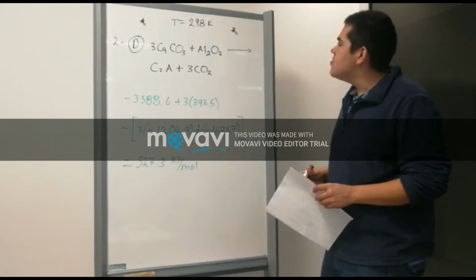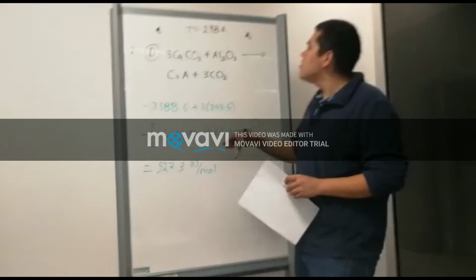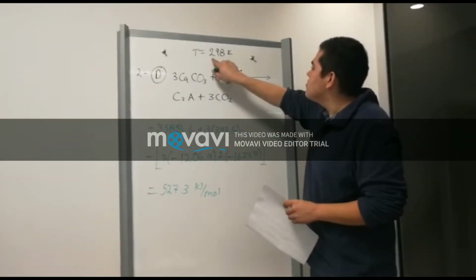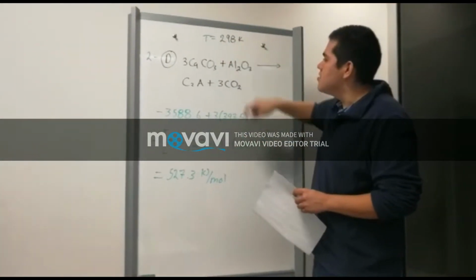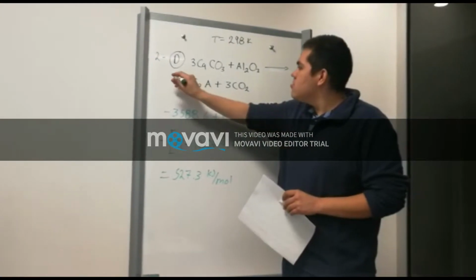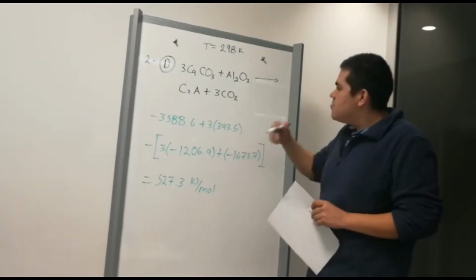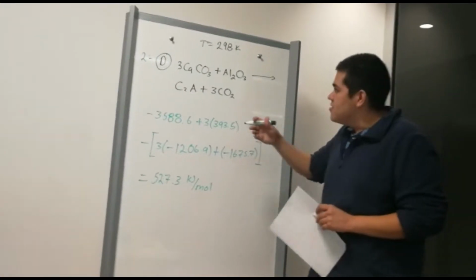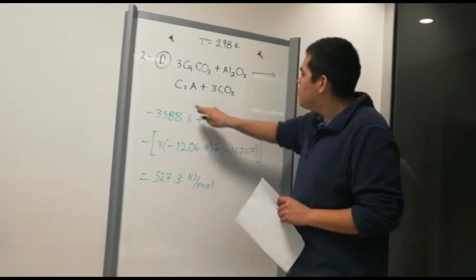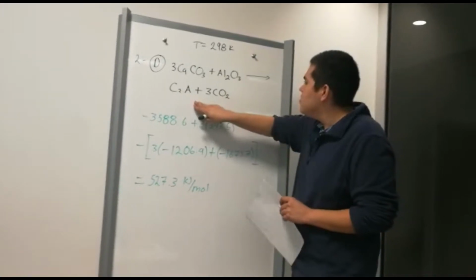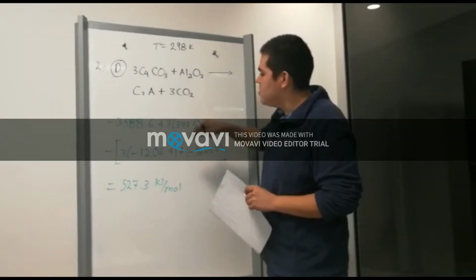To solve this problem, remember that this is the enthalpy at a temperature of 298 Kelvin. Now we're going to do the part D. It's very easy to solve this because you need the enthalpy of formation of the products that is in this part minus the reactants. It's a sum.